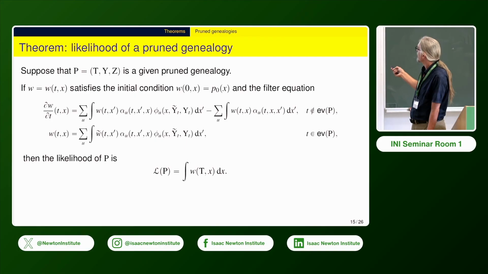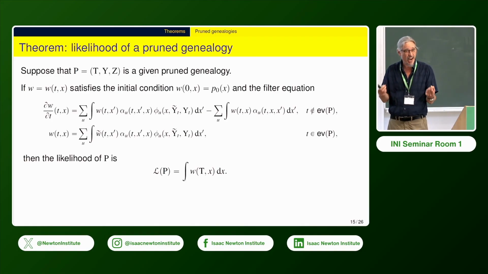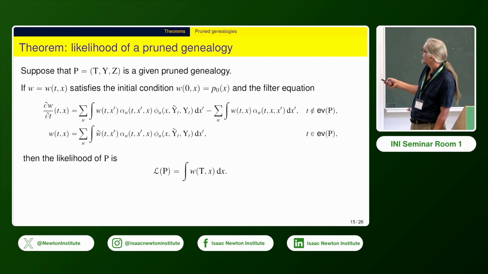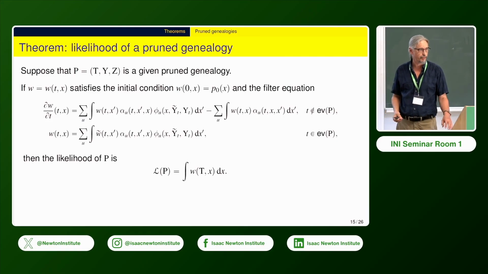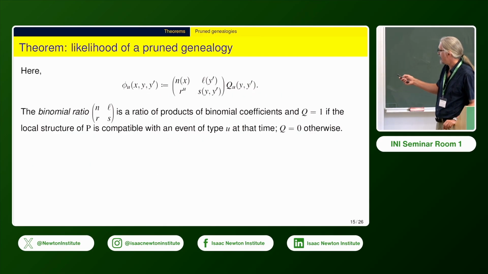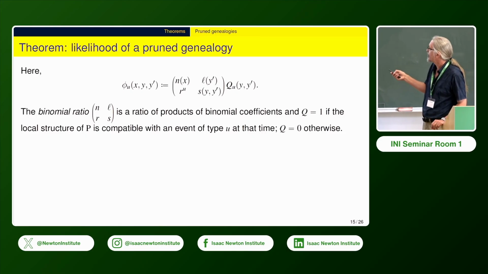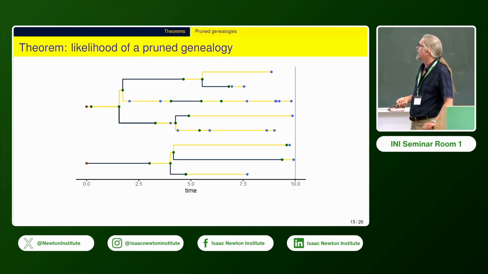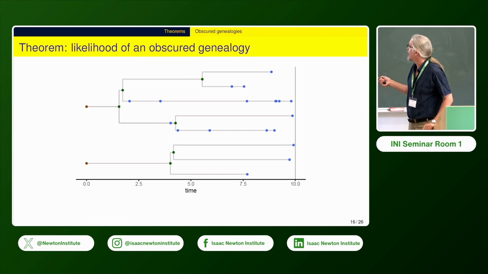There's also a singular component, so this holds at all times that do not correspond to events on the genealogy, and at events on the genealogy, there's a singular component here as well. But if you solve this initial value problem and then integrate over all possible states of the unobserved system, you have the likelihood. This term here is basically a combinatorial term that's quite definite. If you're interested, I'll tell you what it is, but it's not important. It's just some combinatorics.